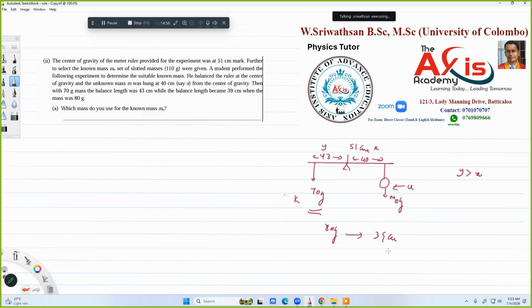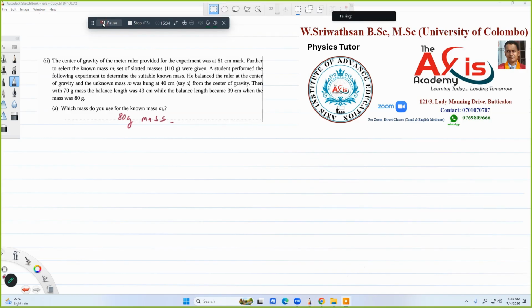So there are two options. One is 43, the other one is 39. The unknown mass is hung from the center of gravity at 40 centimeter. Now compare these two, 39 and 40, and 43 and 40. Which one is close to this 40? This is the closest one. So the best value for known mass is 80. So that is the question: which mass do you use for the unknown mass? So we can say 80 gram mass.